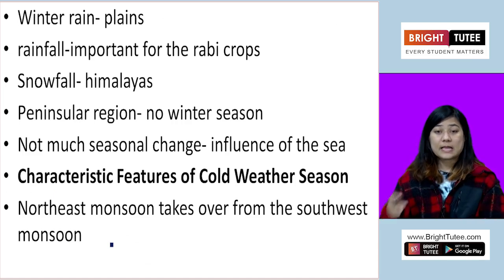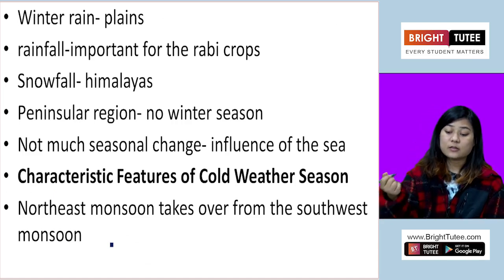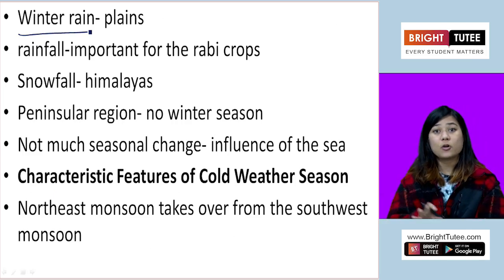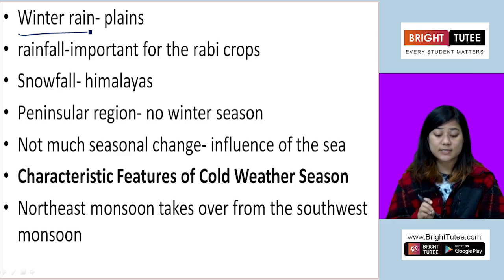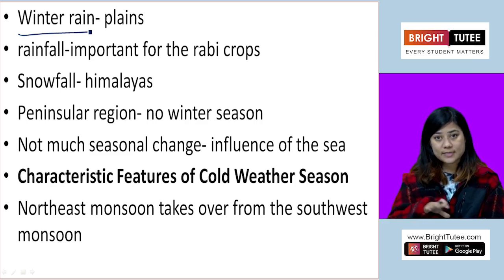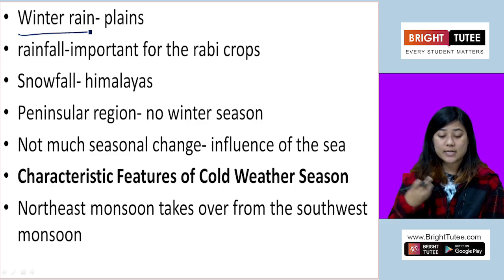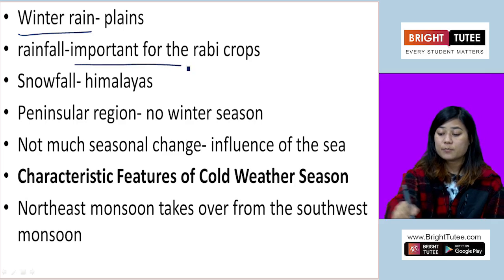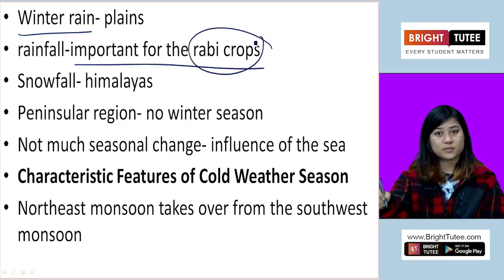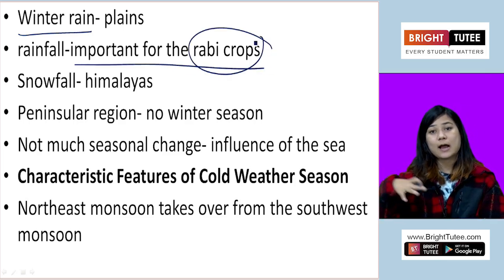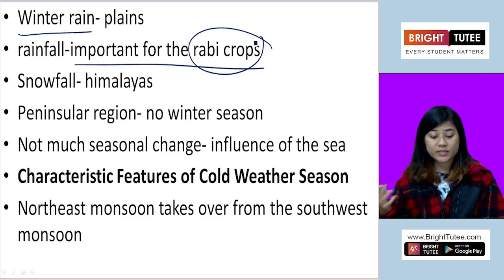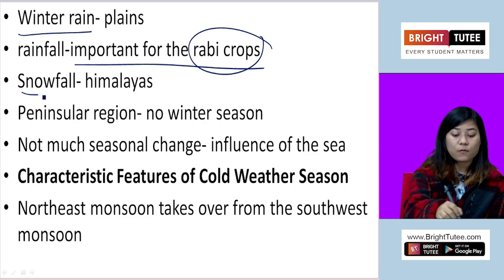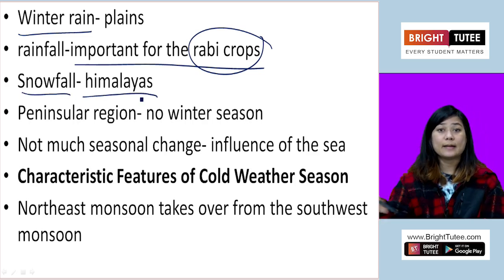So in the plain areas, in the northern plains, the winter rain is experienced. This is all happening in the winter season. This rain is very important for the rabi crops, the crops which are harvested soon after the winter season. And at the same time, snowfall is experienced in the Himalayas.